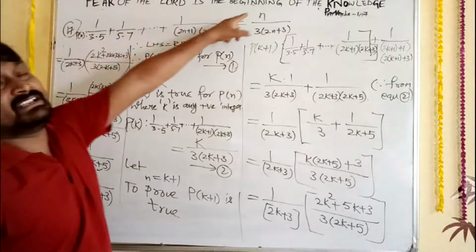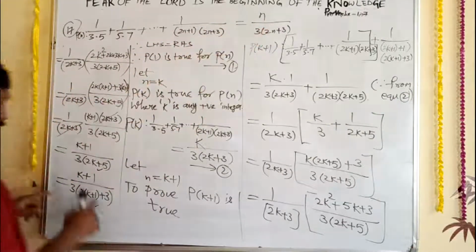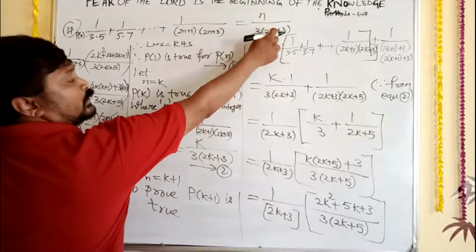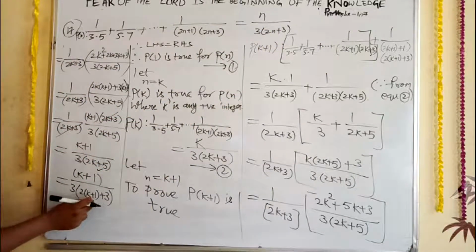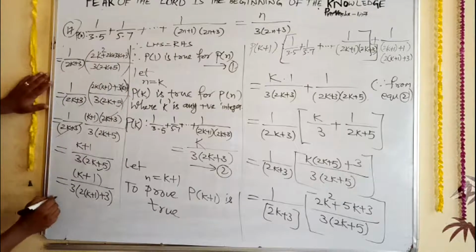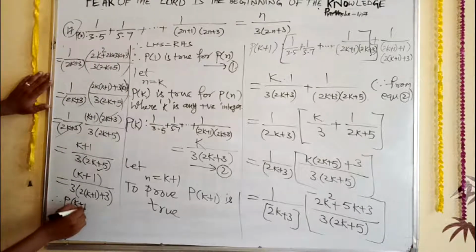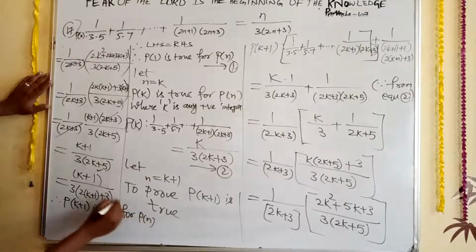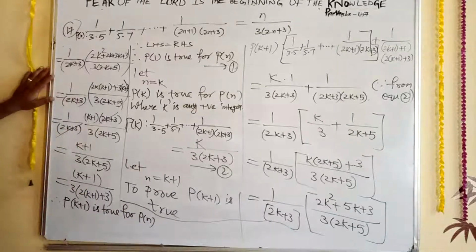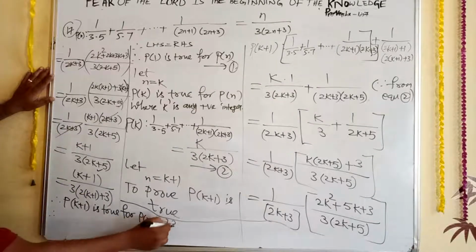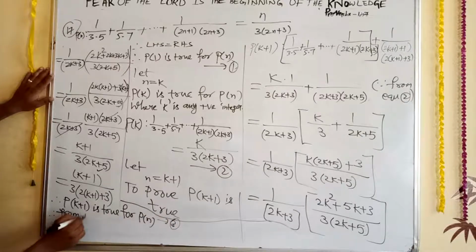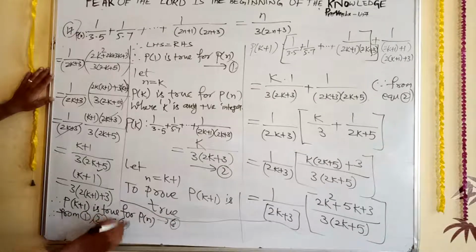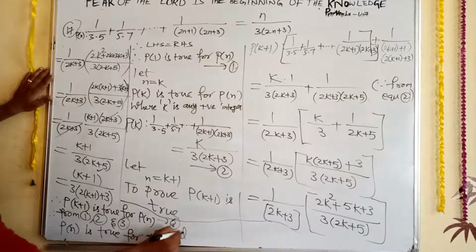Now check wherever n is there, k plus 1 is there or not. See here n, k plus 1. And here, after 2, n plus k plus 1 is there. So it is true. So at last we can write, therefore, P of k plus 1 is true for P of n. At last, therefore, this gives us equation 3. Therefore, from 1, 2, and 3, P of n is true for all natural numbers.